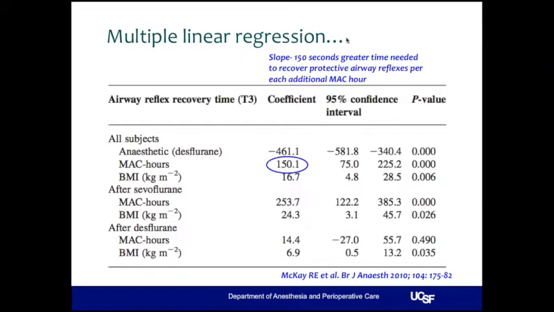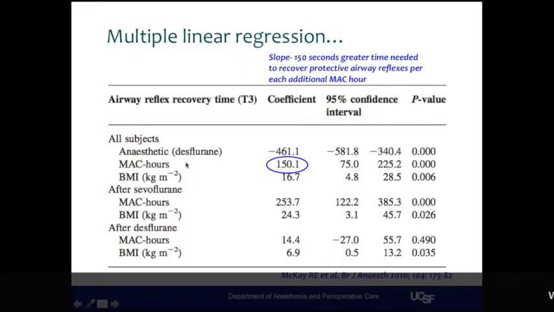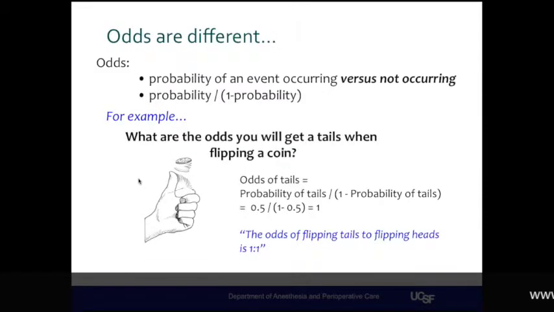What this would translate to is that for every additional MAC hour of anesthesia, there's 150-second greater time needed to recover protective airway reflexes. This kind of information can tell you a lot about a particular model, and it's doing this while it's also considering the anesthetic given and the body mass index of the patient. We'll talk about this study in greater detail in a few minutes.